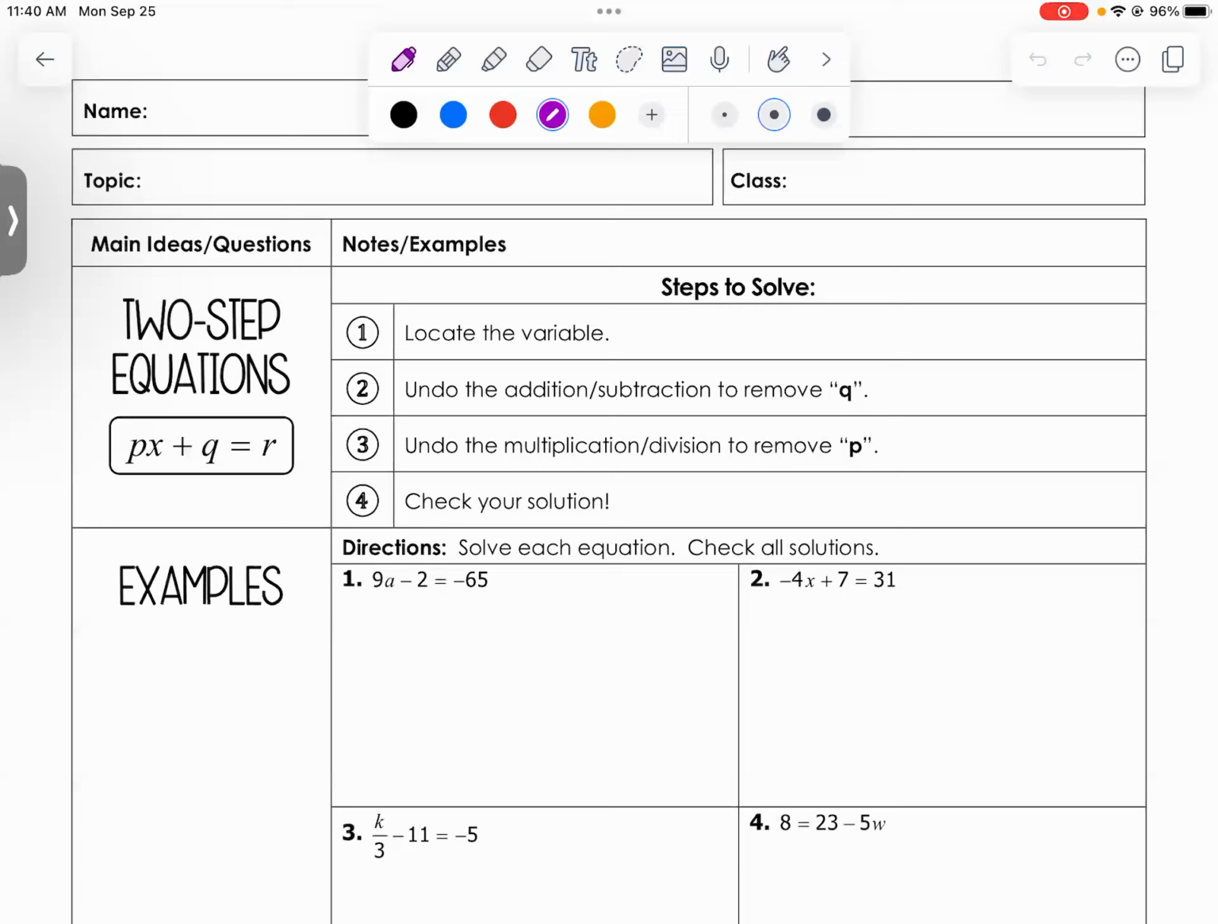We just spent all of last week working on one-step equations, where we talked about how if we have an equation, we need to use the inverse operations to undo anything that we need to get rid of. If something was being added, we needed to subtract it to undo it, or vice versa. If something was being multiplied to our variable, we needed to divide to undo it, or vice versa.